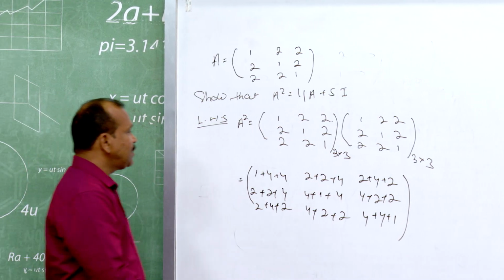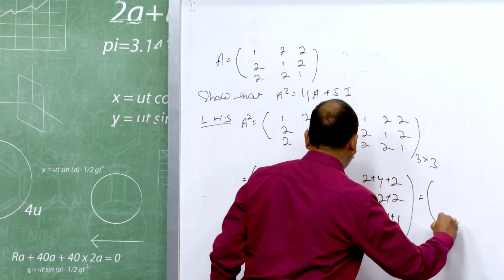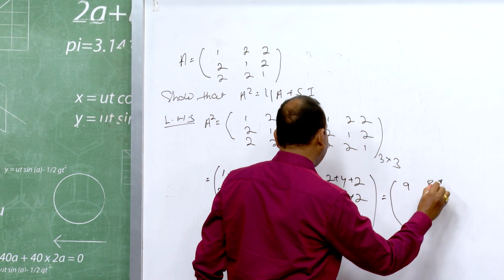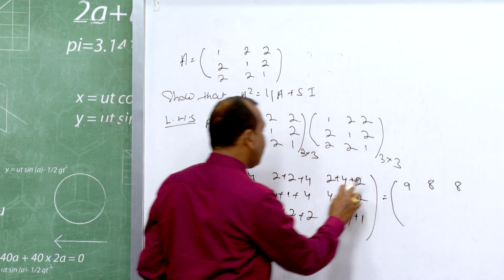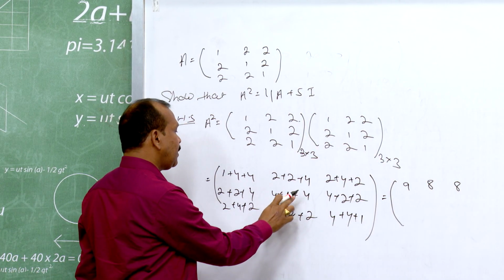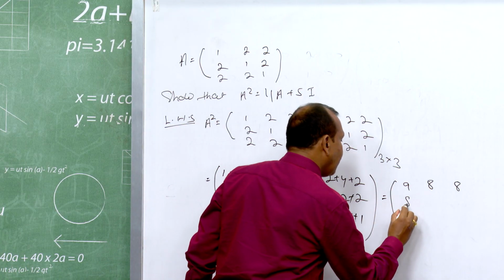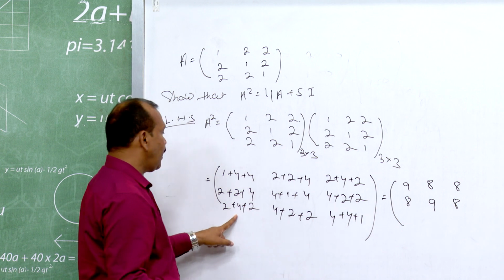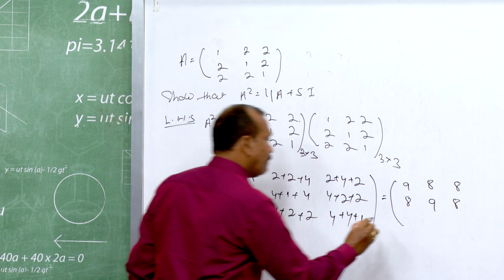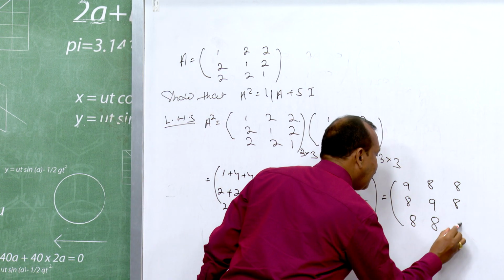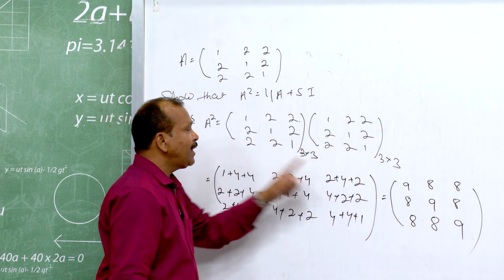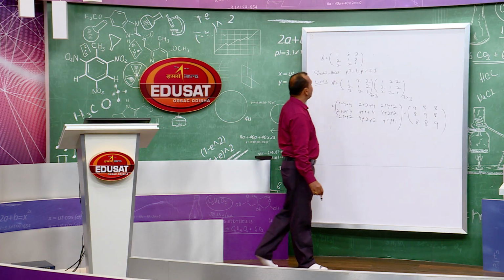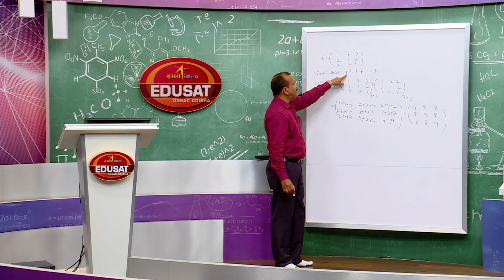So, that becomes 9 8 8, 8 9 8, 8 8 9. This is a square matrix having order 3 cross 3. This is what we have on the left hand side.